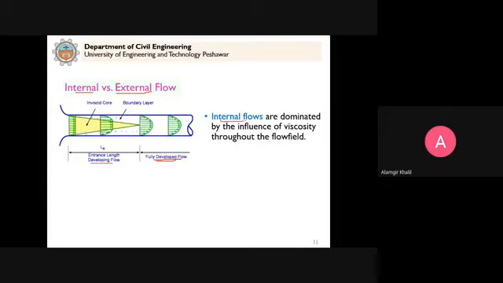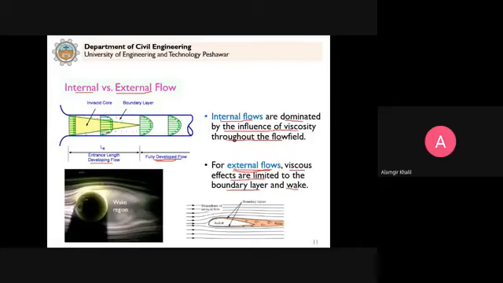So internal flows are dominated by the influence of viscosity throughout the flow field. Clear? For external flows that we are studying in this chapter, viscous effects are limited to the boundary layer and wake. For example, you can see here this is a tennis ball, and this is how you can see the streamlines. They are moving around this object and so on.